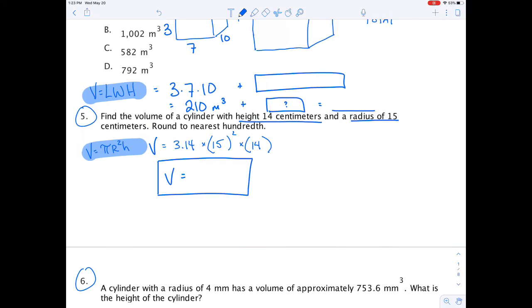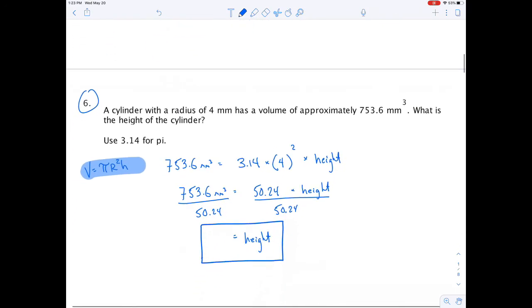So volume is 3.14 times 15 squared, because I put the 15 in the radius spot. And in the height spot, I put the 14, because the height is 14. Go ahead and use your calculators and do 3.14 times 15 squared times 14. And you should get 9,891 centimeters cubed. There we go.